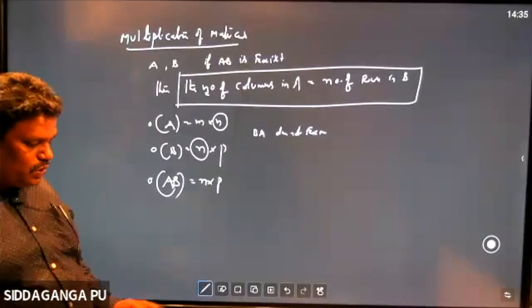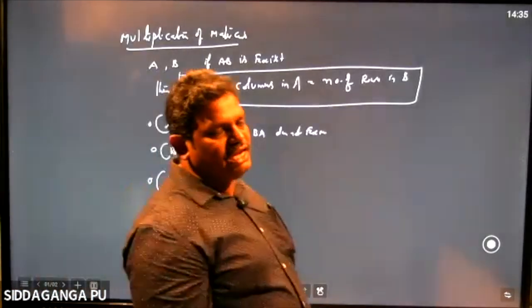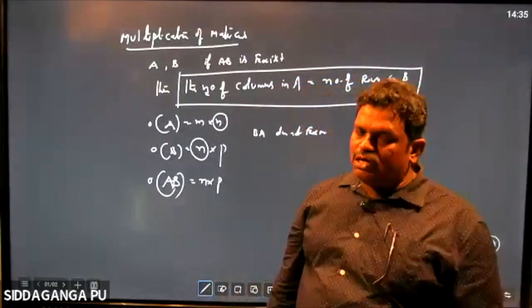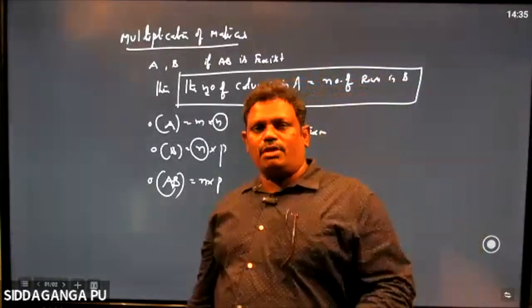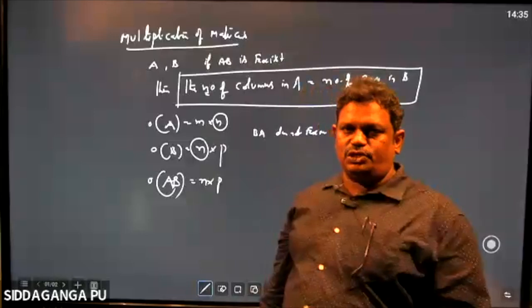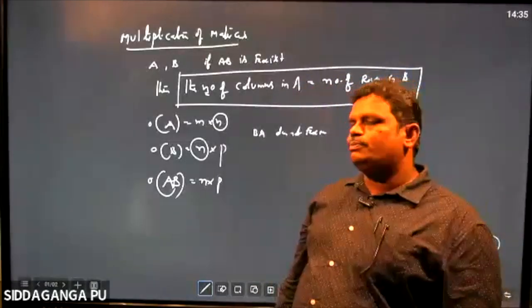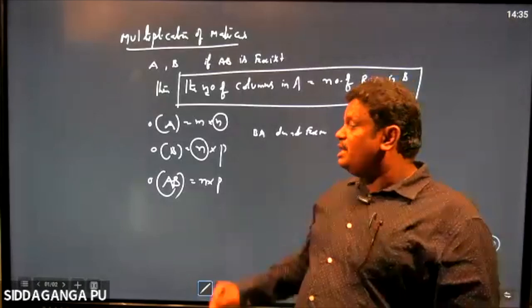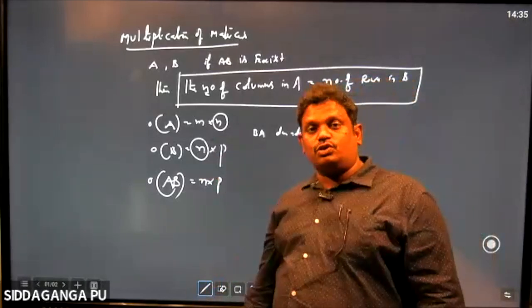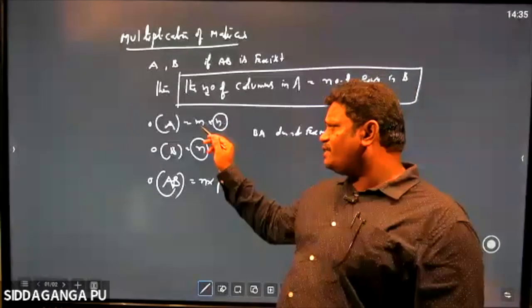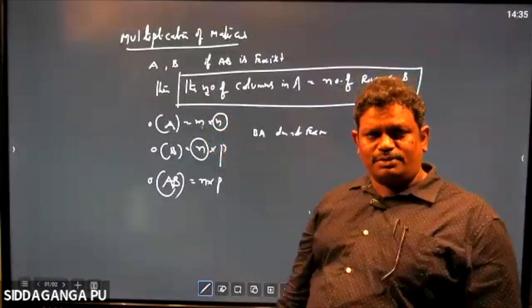Understood? So multiplication between any two matrices means the number of columns in the first matrix is equal to the number of rows in the second matrix. Then only the product is conformable or exists. Otherwise, the product does not exist. The resulting matrix order depends on the remaining number of rows in the first matrix and columns in the second matrix.